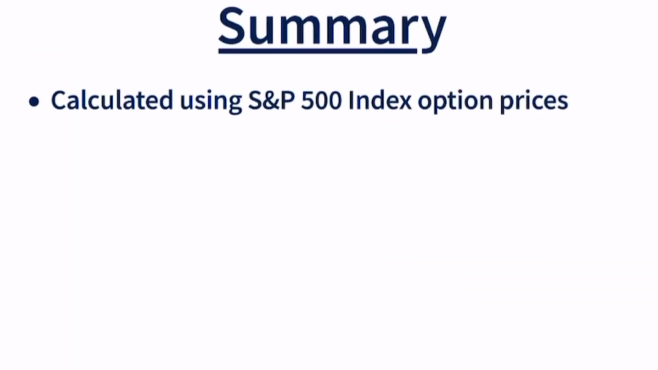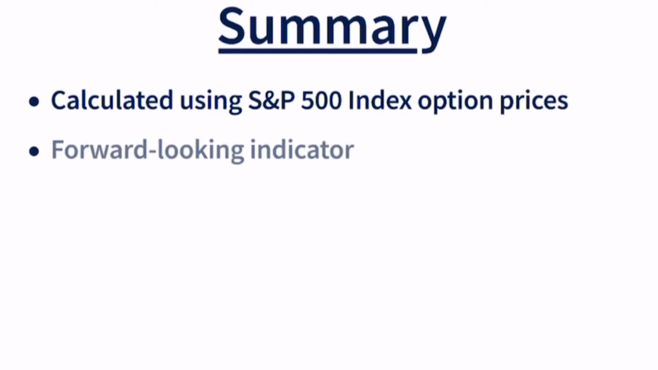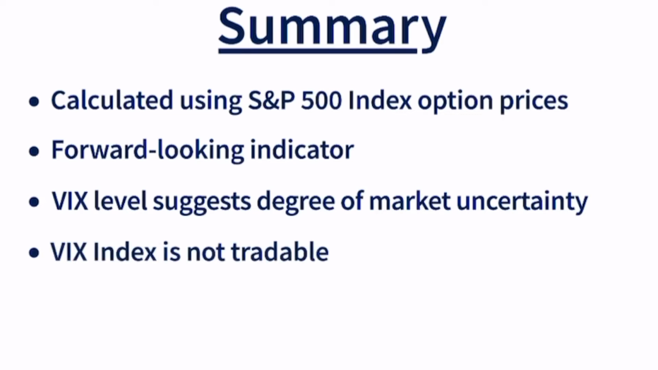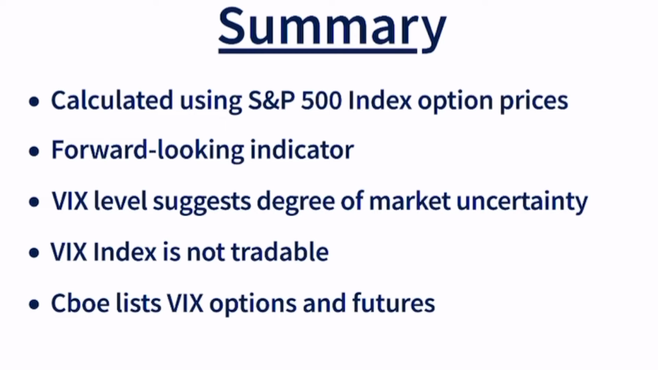Let's summarize what we've learned. The VIX Index is calculated using S&P 500 index option prices. The VIX Index is a forward-looking indicator of expected stock market uncertainty. A higher VIX Index level suggests greater collective uncertainty in the market, and a lower VIX Index level suggests more certainty. The VIX Index itself is not tradable. CBOE lists VIX options and futures for investors seeking expected volatility exposure.